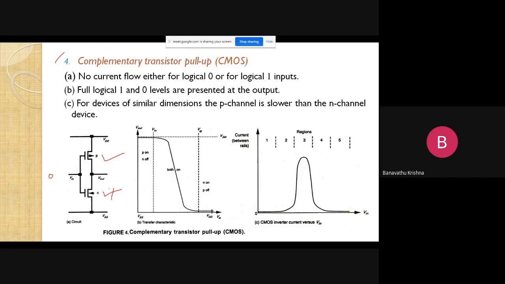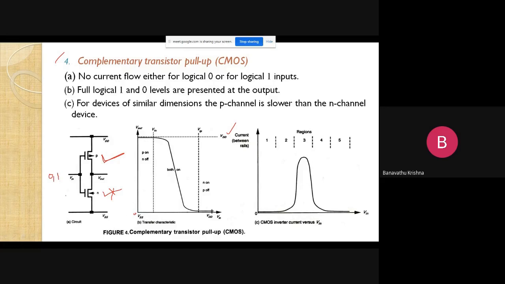Coming to this circuit diagram here, we know that when the input is 0, the NMOS is in off condition and the PMOS is going to be in on condition. Now there is a path in between VDD and Vout. So we are expecting that when the input is 0, the output is maximum, right?